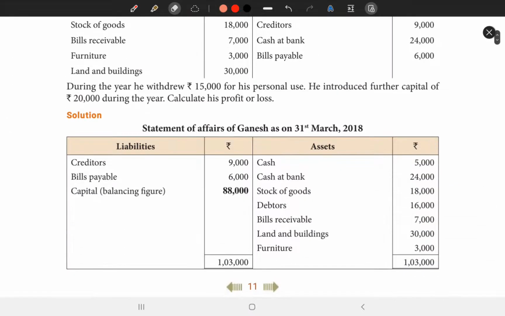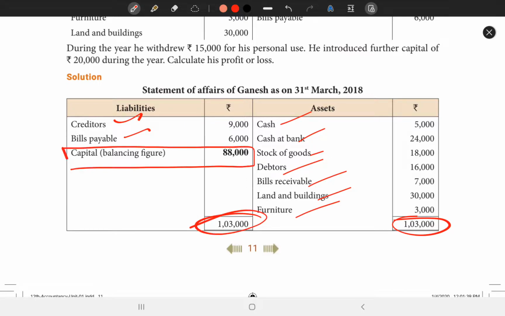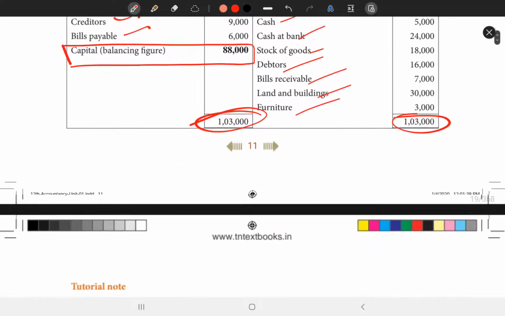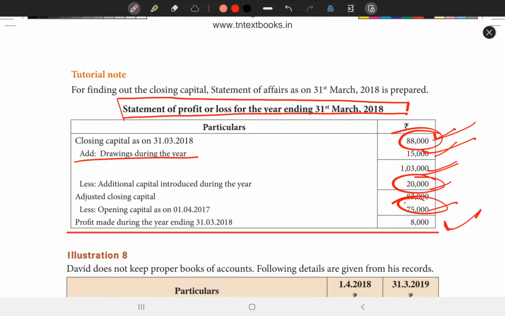And let's see the answer written. So creditors is here, bills payable here, cash, bank, stock and all the assets are here, and it will be tallied, and the difference deficit amount will be capital, which is closing capital. And after that we'll create a statement to know profit and loss: closing capital which we found out, add drawings, less additional capital gives us adjusted closing capital, and again less opening capital, and we will get a positive amount, so it will be profit made during the year. Okay, as simple as it is.